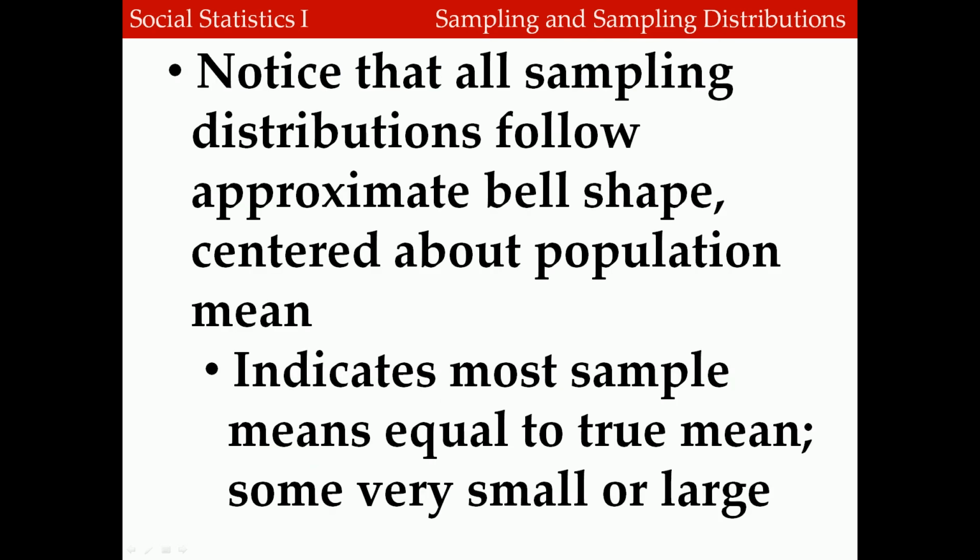So what kind of generalizations can we make here? Well, notice that all the sampling distributions follow a normal or approximately normal distribution, and they're all centered around the value of the population mean. That indicates that most sample means are close to the true population mean, but some sample means have very small values or very large values that are very far away from the middle.